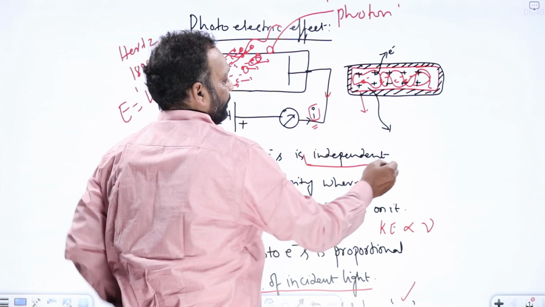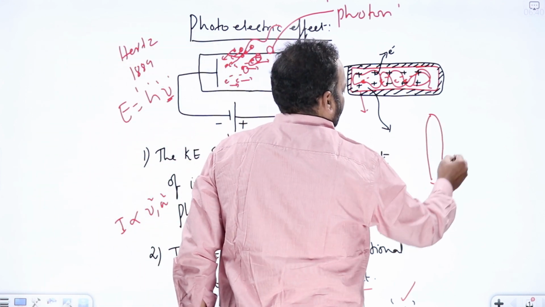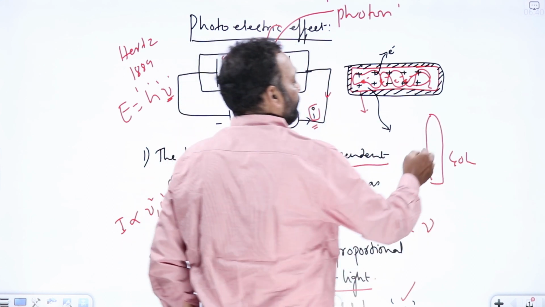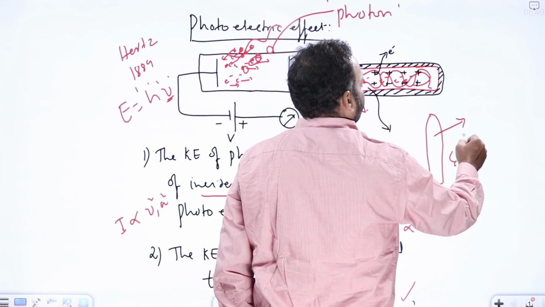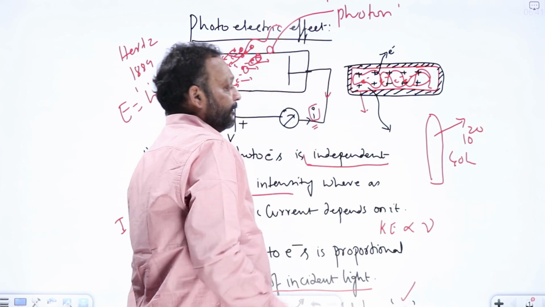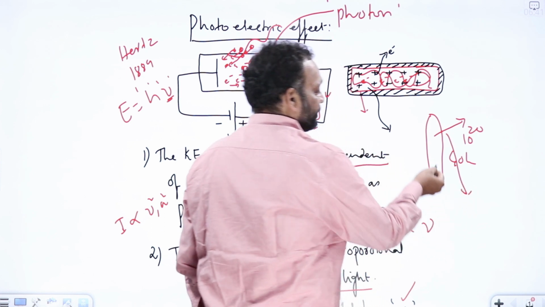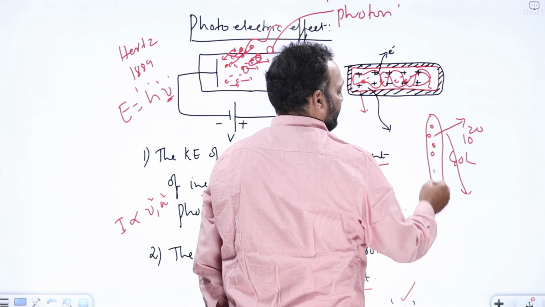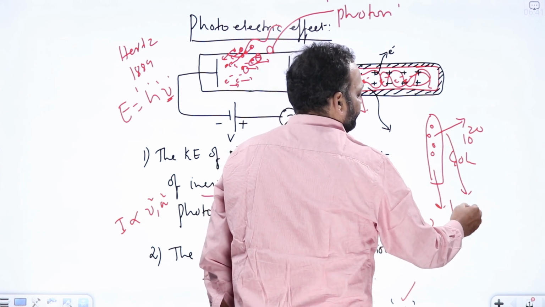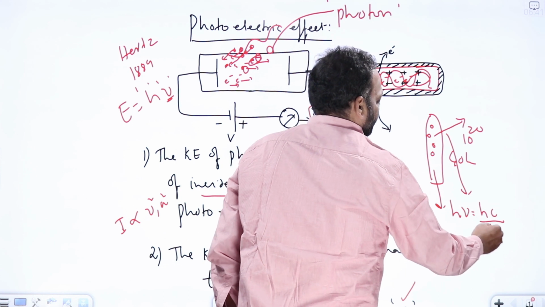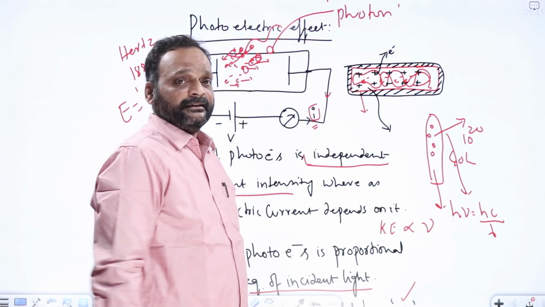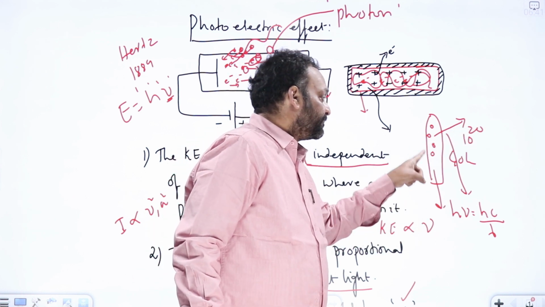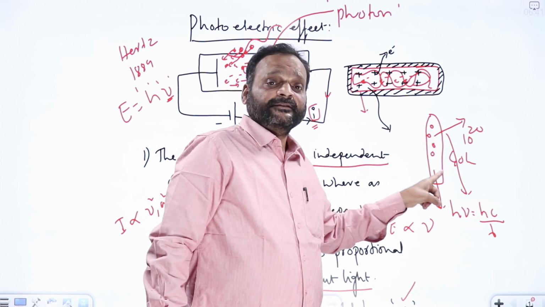Now you take a sodium vapor lamp, say a 40 watt sodium lamp. You switch it on, some intensity of light will come. How many photons are coming per second? Suppose some 10 to the power 20 photons are coming. What is each photon's energy? It depends on the frequency of light coming out of the sodium vapor lamp, h nu, where nu equals c by lambda. The wavelength of light from a sodium lamp is around 5890 or 5896 angstroms. So unless you change that frequency, the energy of each photon is not going to change.